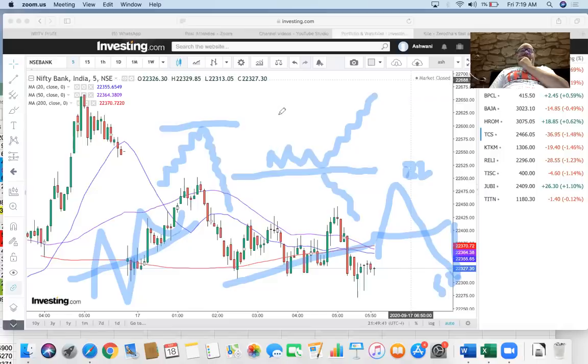I hope it helps. Stay with pharma and IT on the upside, financials on the downside, and that should keep you safe. That should be it for the moment.